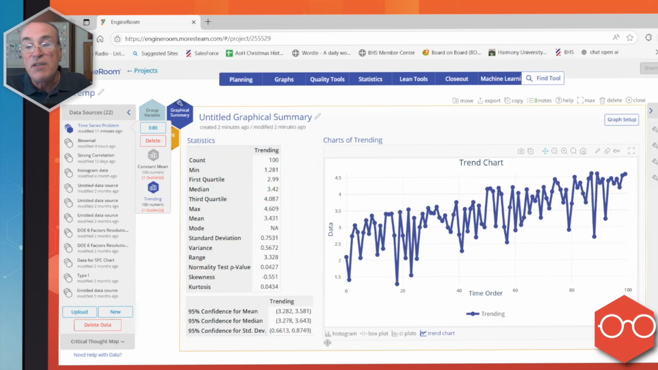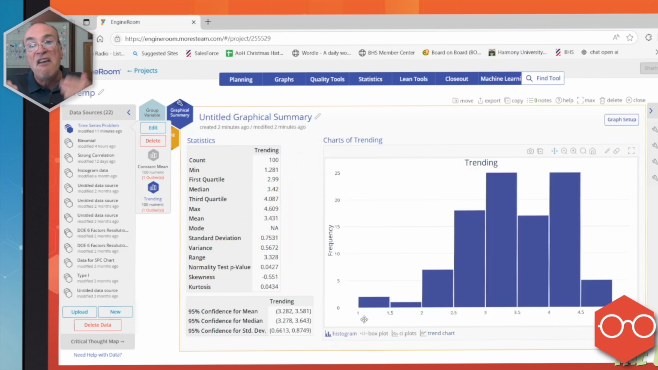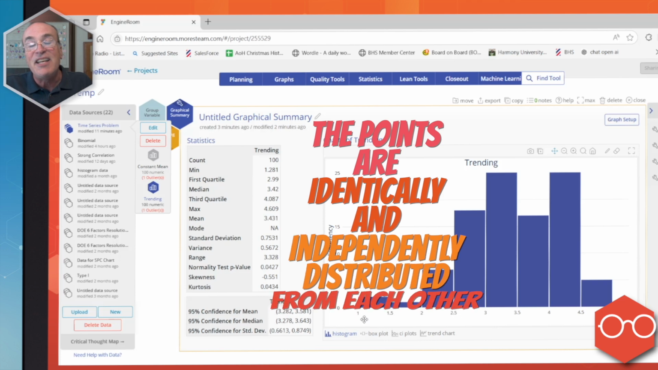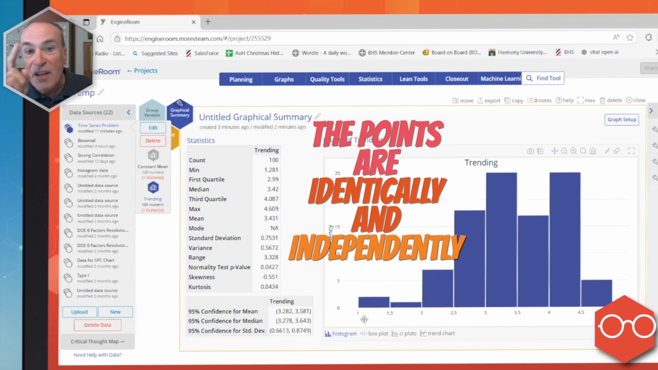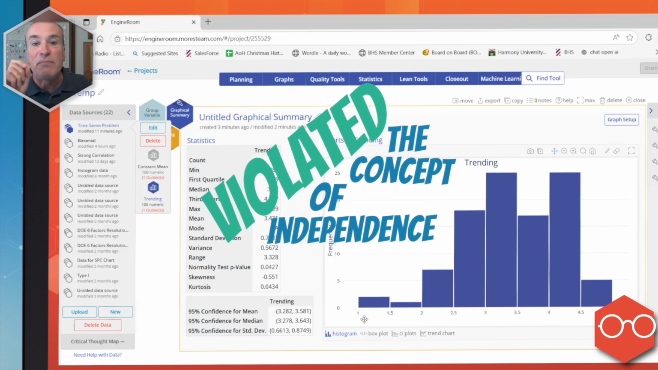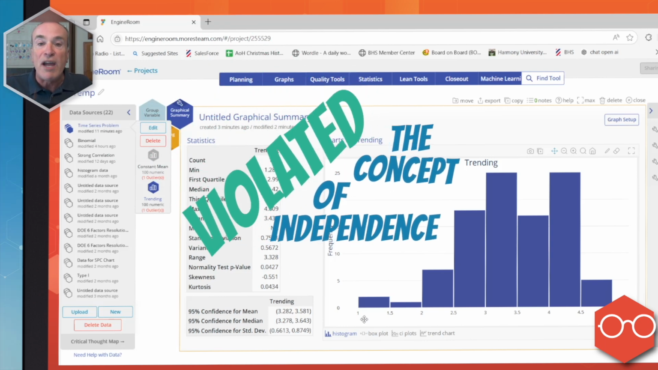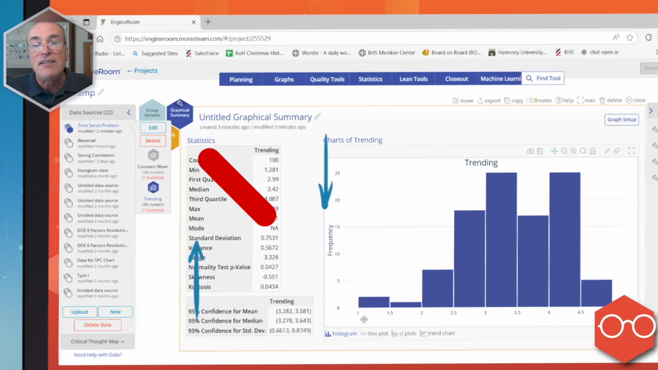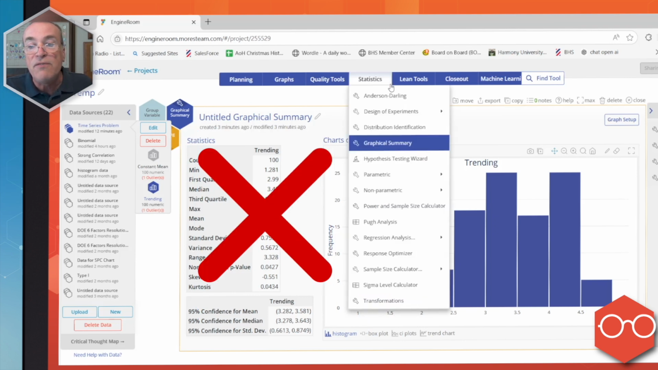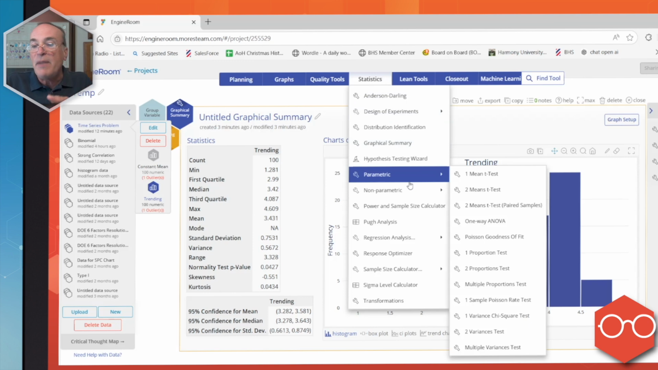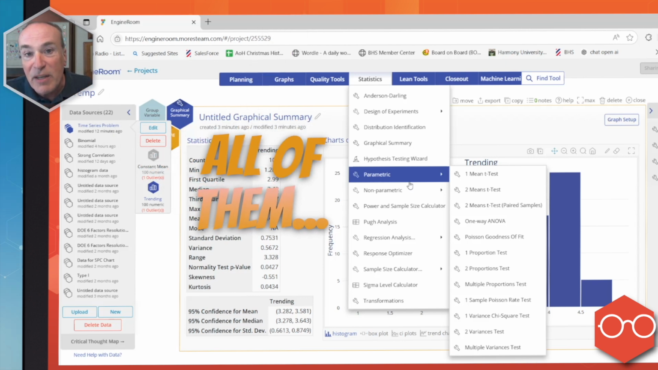This histogram is invalid because when you show this, the underlying assumption is that my mean is stationary, that the points are identically and independently distributed from each other, and you have violated the concept of independence. Therefore, this graph is invalid. All of these statistics are invalid. And to go even further, if we look at all these hypothesis tests, if we have data that's drifting over time, all of your parametric tests, all of your non-parametric tests, all of them are invalid.